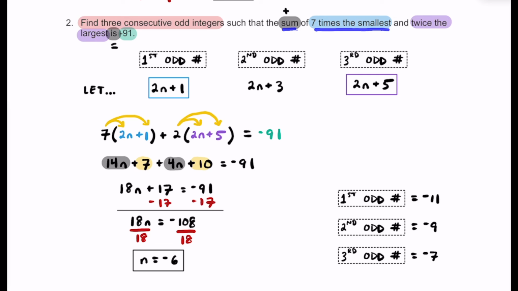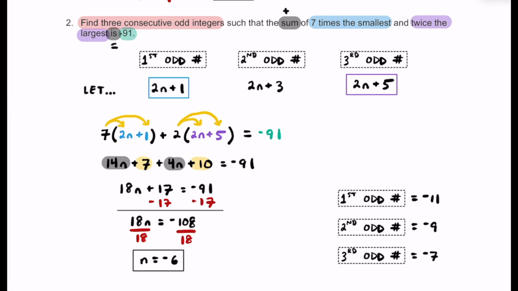And real quick, if you just wanted to check this, it says the sum of 7 times the smallest and twice the largest is supposed to be negative 91. So 7 times the smallest, if you multiply this one by 7, that's going to be negative 77. Twice the largest, if you go ahead and double this, that's going to be equal to negative 14. And so if you go ahead and add this negative 77 and negative 14, the sum of those, you do get negative 91. So hopefully that makes sense.